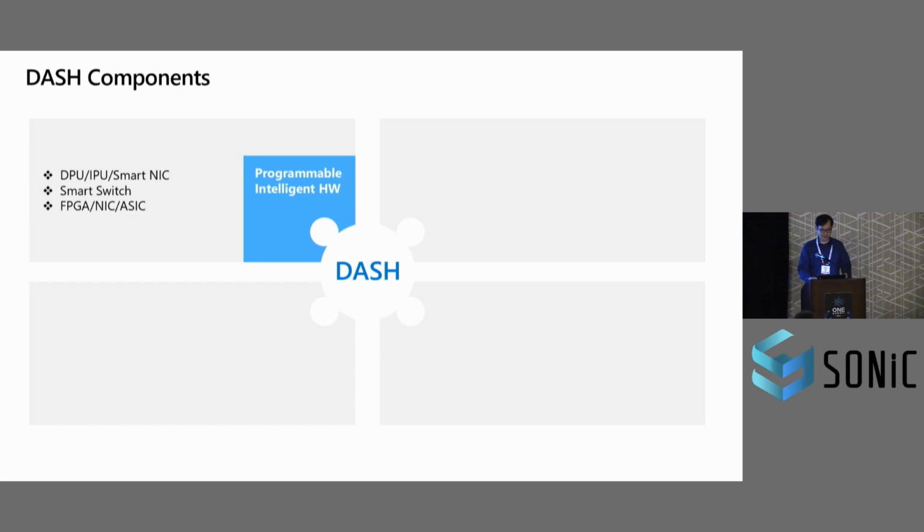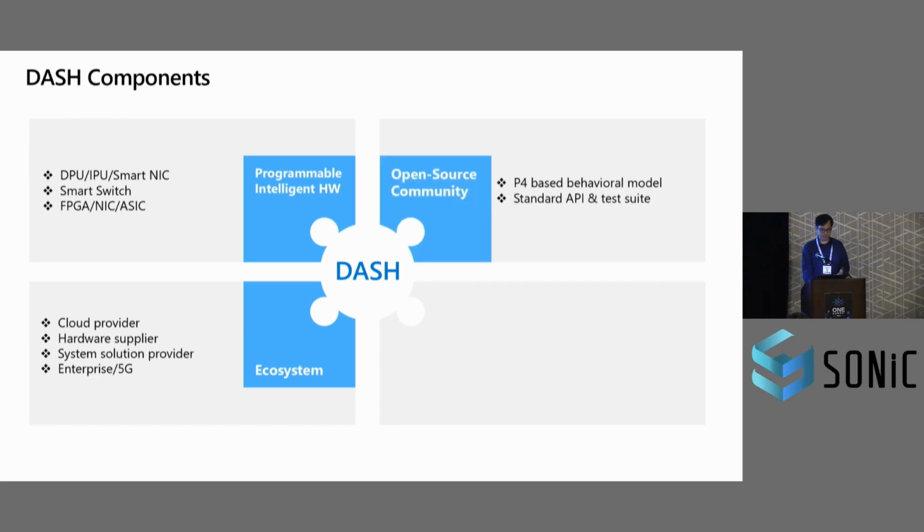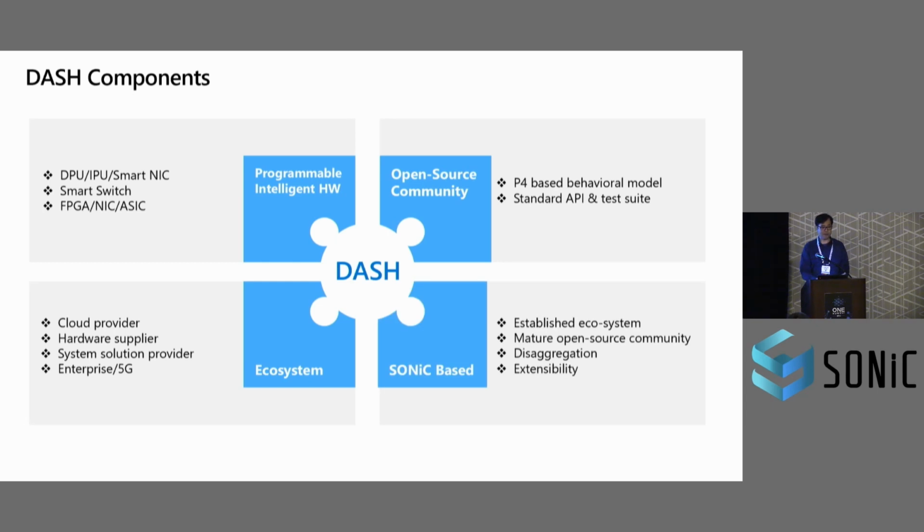For the Dash, we have very abundant intelligent hardware devices like the smart switch, which Intel and Nvidia introduced. We also have the DPU or XPU, whatever you call it. We have cloud providers in this community. We also have the Dash P4-based behavior models. If you do not have hardware today, that's fine. You can use the P4 model to try it. We also have the standard API test suite. It is also SONiC-based, so you can leverage the current SONiC community investment. A lot of the things can be reused for the Dash project.